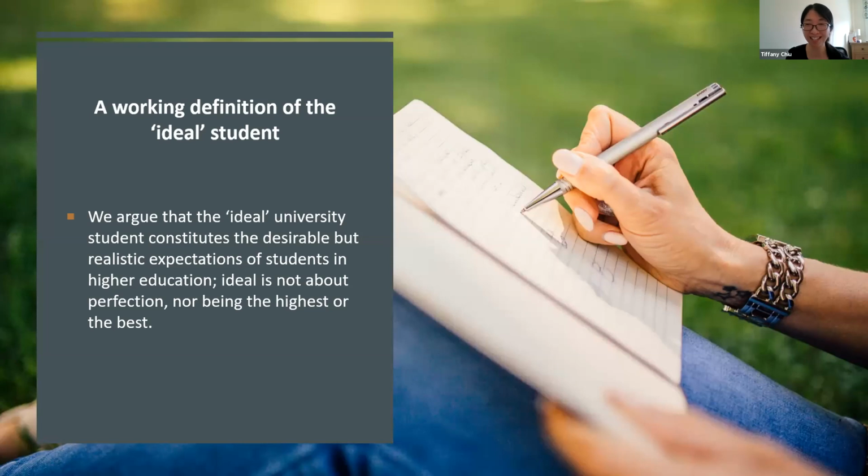So here is our working definition based on all this empirical data. So the ideal students constitute the desirable but realistic expectations of students in higher education. And ideal is not about perfection, nor being the highest or the best.